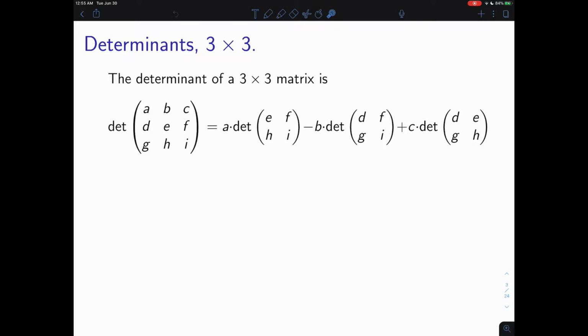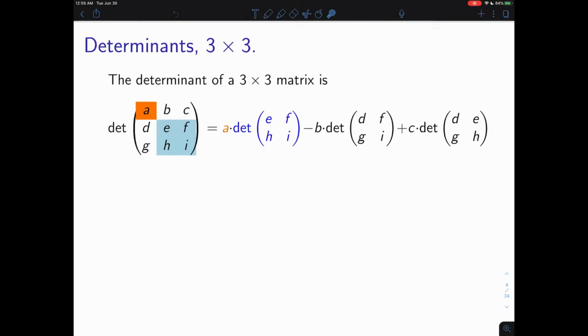That's the determinant. You see how there's some 2 by 2 determinants written here? I can use those 2 by 2 determinants to do a 3 by 3 determinant. If I have a 3 by 3 matrix, that means a 3 by 3 array of numbers, then I can get the determinant of that 3 by 3 matrix. Well, this is a pretty big, crazy formula, but it breaks down.